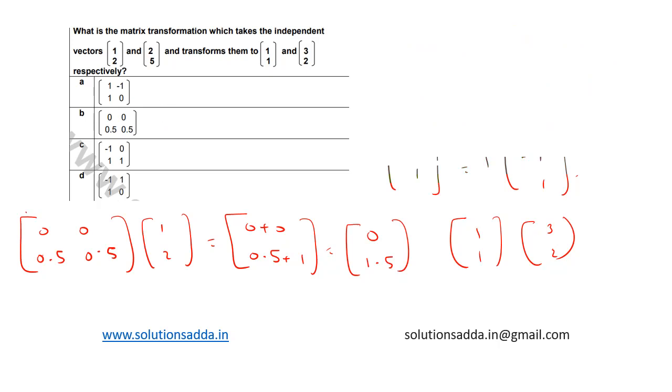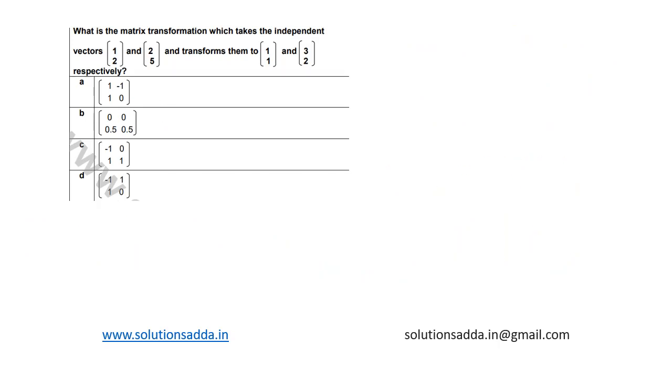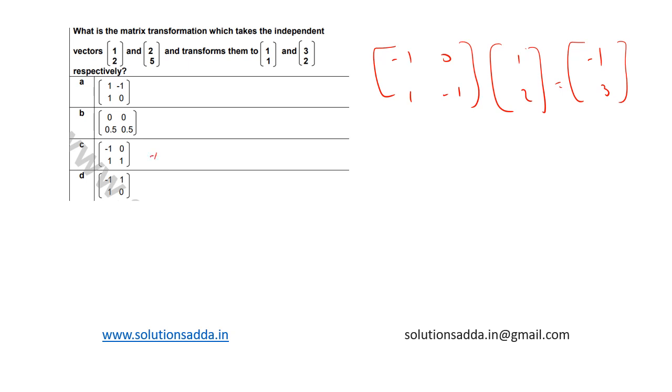Now let's go for option C. For option C we have minus 1, 1, 0, minus 1 into 1, 2. When multiplying we will get minus 1, 3. This is also not of the form lambda x where we will get 1, 1 or 3, 2. So option C is also eliminated.